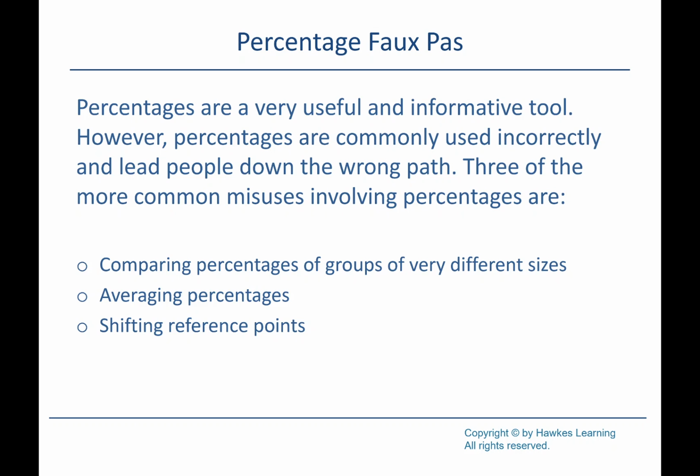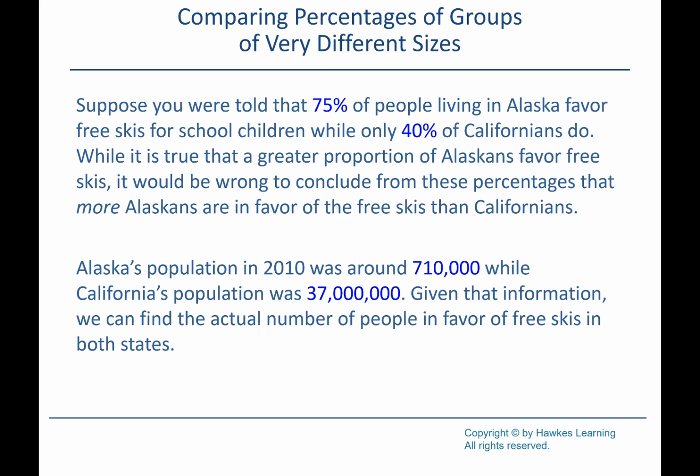So let's do the groups of different sizes first. So here's some information we're told. It says 75% of people living in Alaska favor free skis for school children, while only 40% of Californians favor free skis for school children.